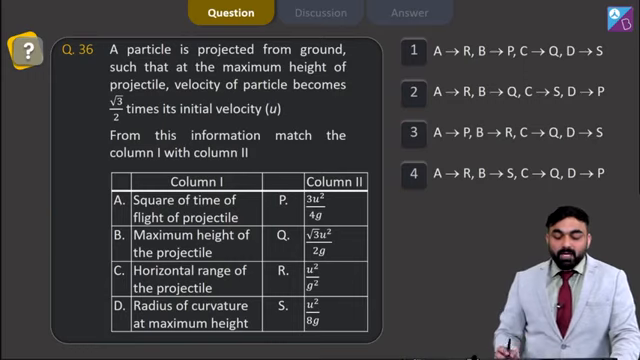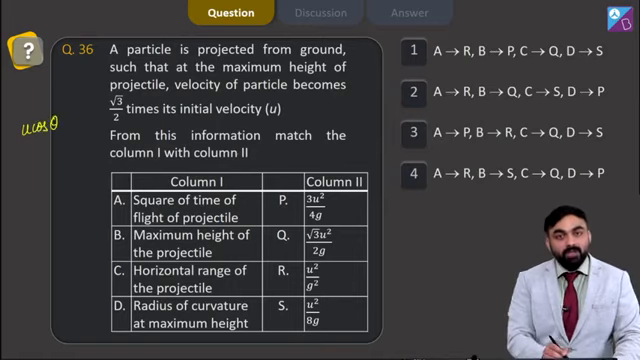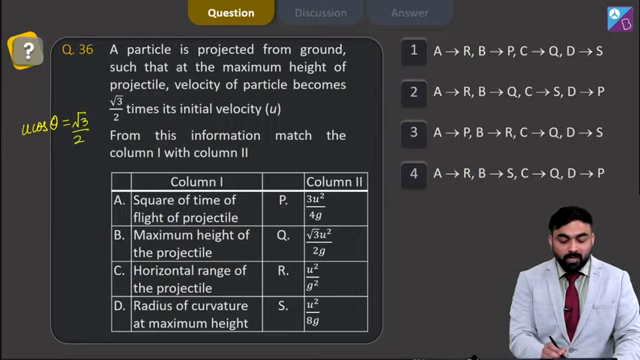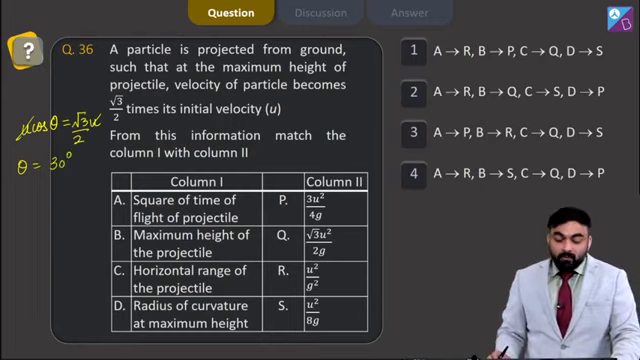So for a projectile we know that horizontal velocity remains constant. So at maximum height, velocity of projectile is equal to u cos theta, which according to the question is equal to root 3 by 2 u. Therefore, angle of projection here comes out to be 30 degree. From this information, match column 1 with column 2.